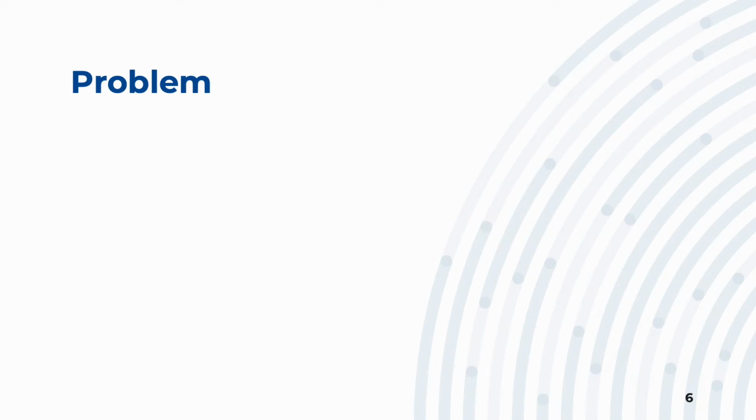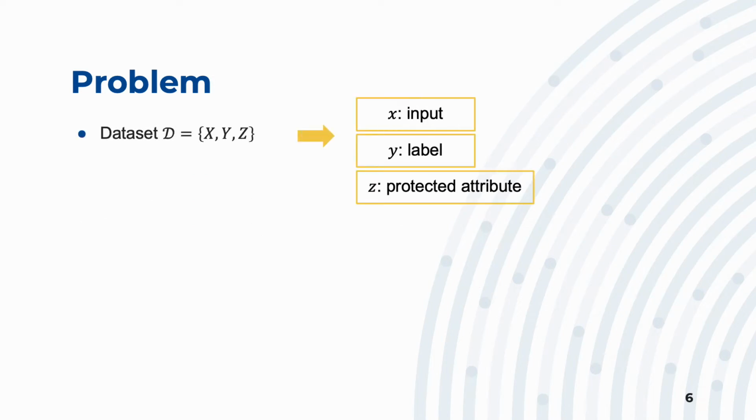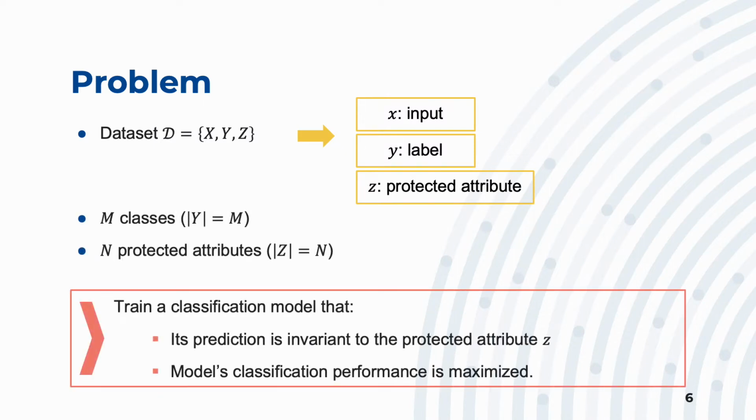We formally define our problem as the following. We have a dataset D, which consists of input images X, and each input image has a class label Y and a protected attribute label Z. We have M classes and N protected attributes, and our goal is to train a classification model that maps the input to the final prediction of class label such that its prediction is invariant to the protected attribute Z, and the model's classification performance on test is maximized.